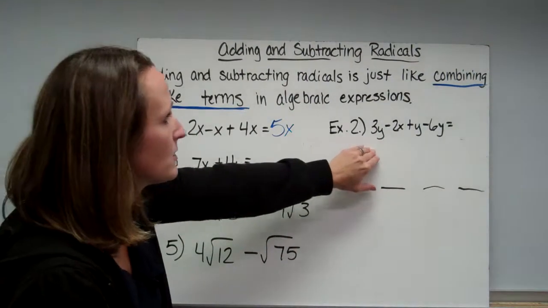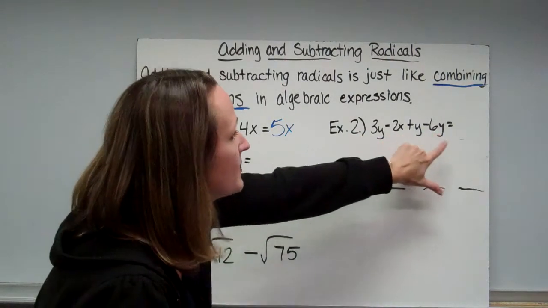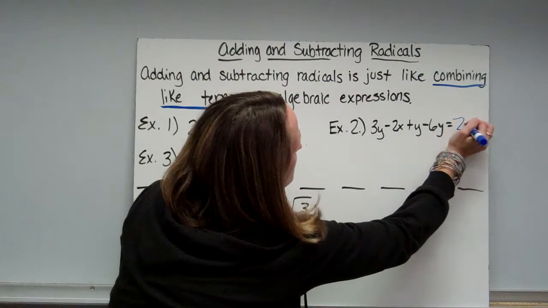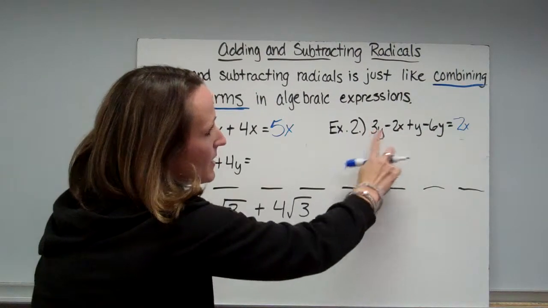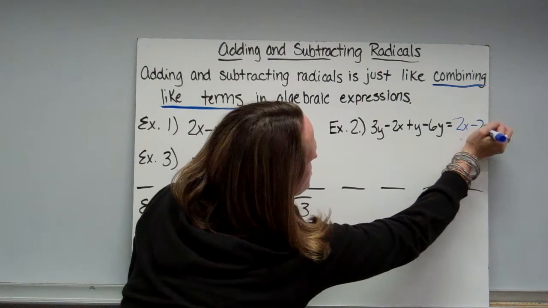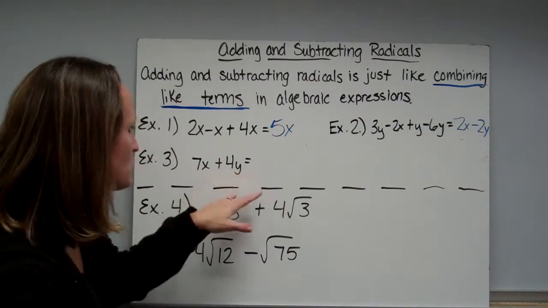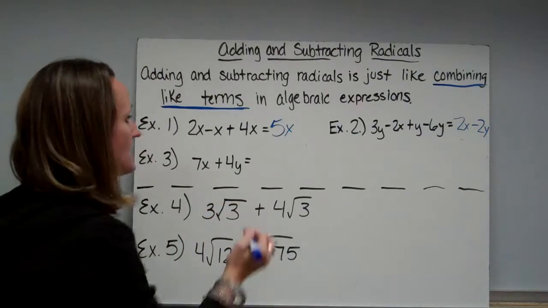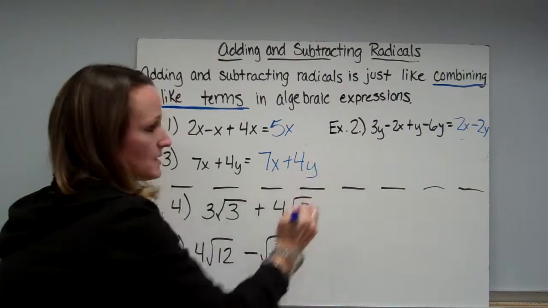Then if we go over here, we have 3y minus 2x plus y minus 6y. The x is going to stand alone, but we can combine all these y terms. 3y plus y gives us 4y minus 6y. It's going to give us minus 2y. And then this one, 7x plus 4y. There's nothing to combine with the 7x and nothing to combine with the 4y. So it's just going to remain exactly as it is.